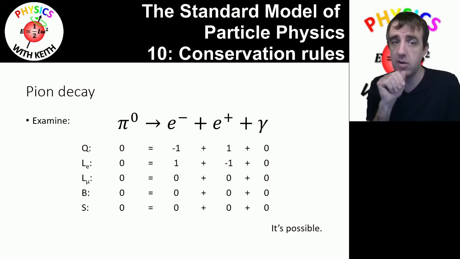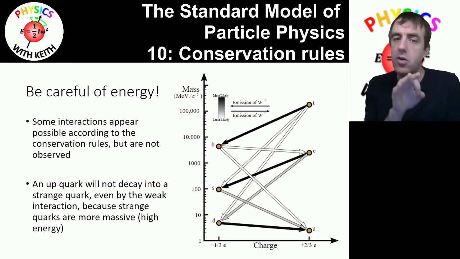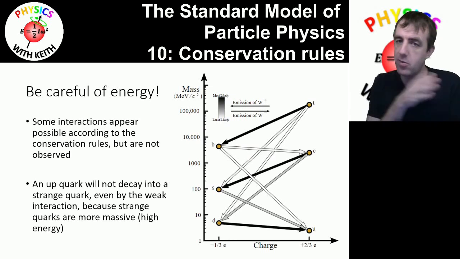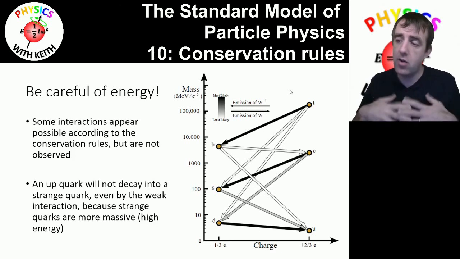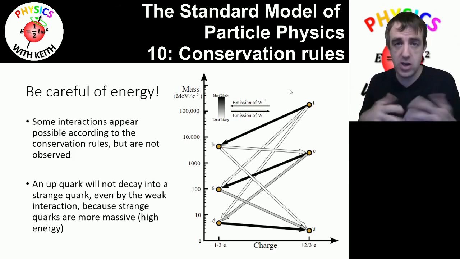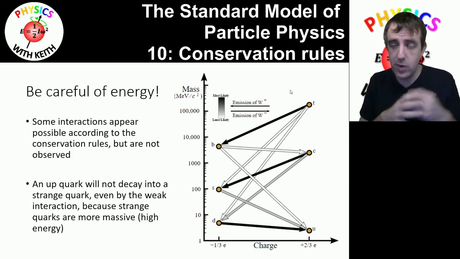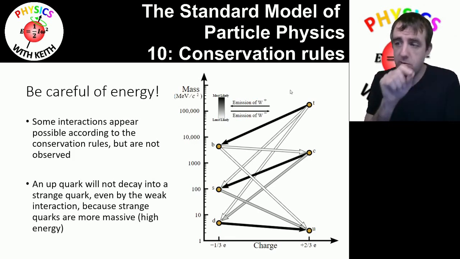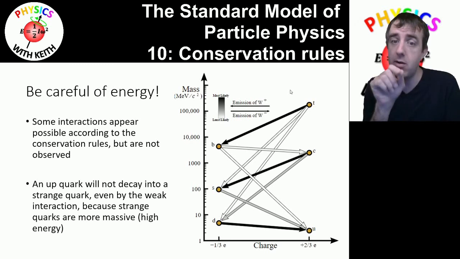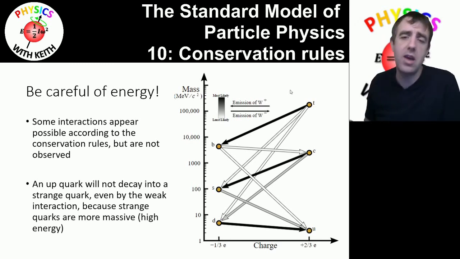These are possible interactions. But just because an interaction is possible in terms of quantum numbers doesn't mean it's going to happen. These decays are trying to reduce the energy of the particles. Whether that's the energy of a nucleus, the energy of an atom, or even on the smaller scale, the energy of a baryon. They're trying to reduce that energy.